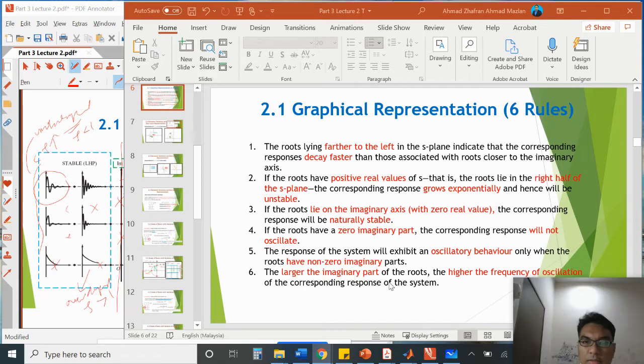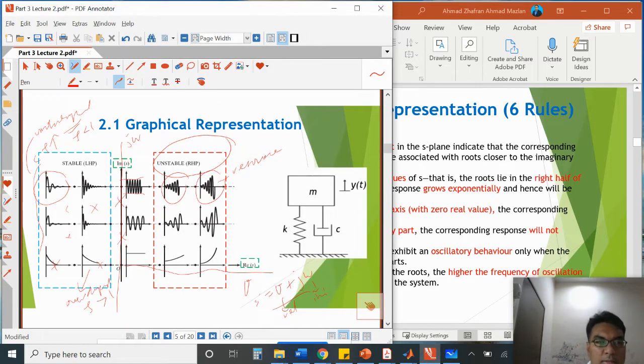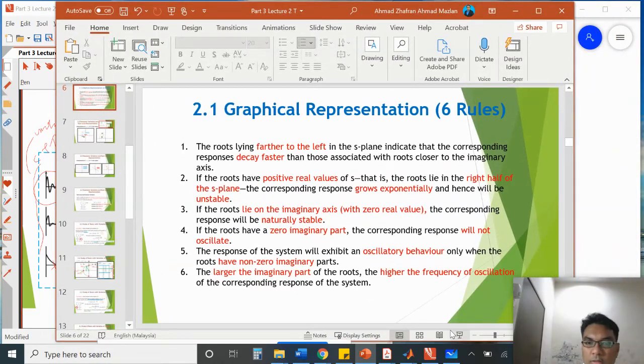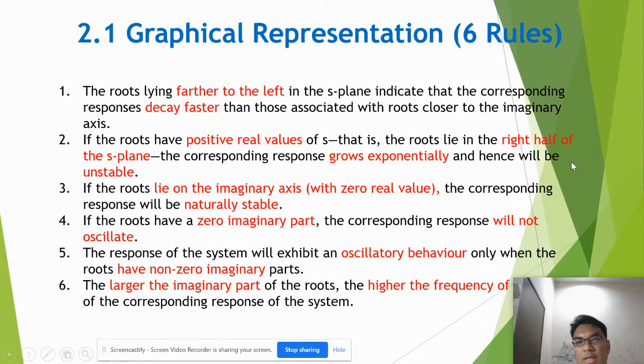And the final one: the larger the imaginary part of the root, the higher the frequency of oscillation of the corresponding response for the system. That means the higher the response here, the frequency will increase, which is also the omega n, increasing with the higher value of the plot on the imaginary axis. So those are the rules for, after you get the plots of your response, knowing whether your system is stable or not.